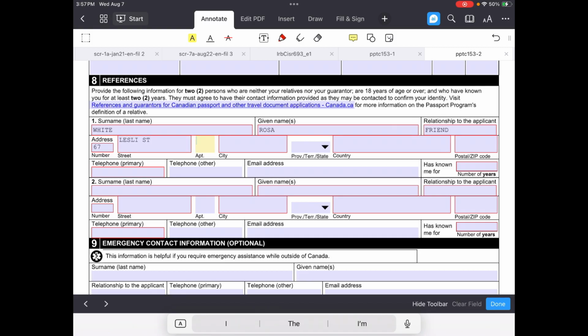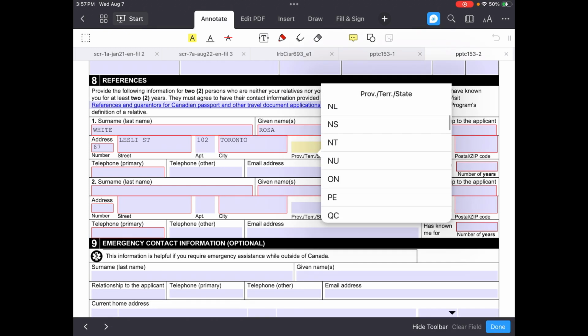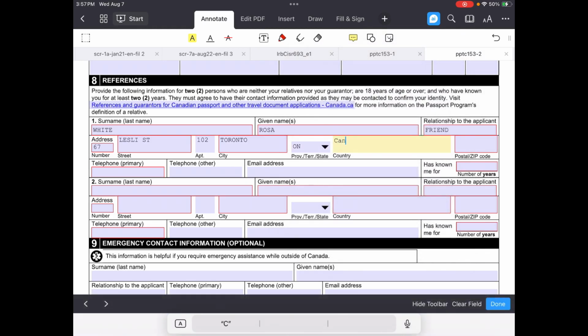If they're living in an apartment, you want to include that here. Then the city they're living in and the province. Then the country, Canada, and their postal code. Their telephone number.